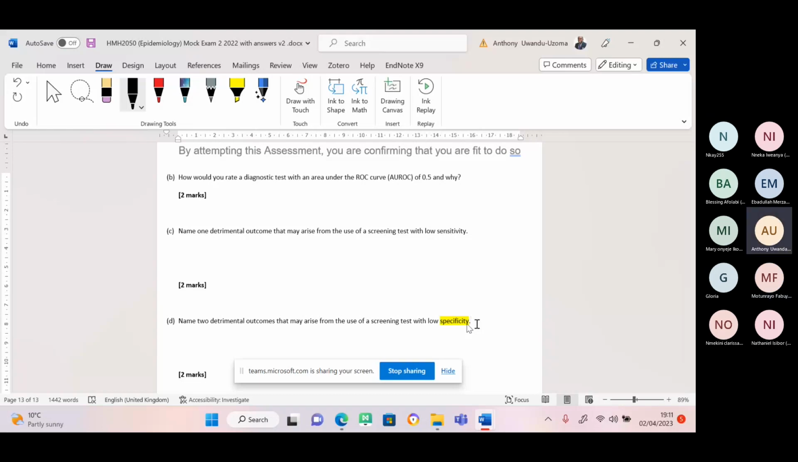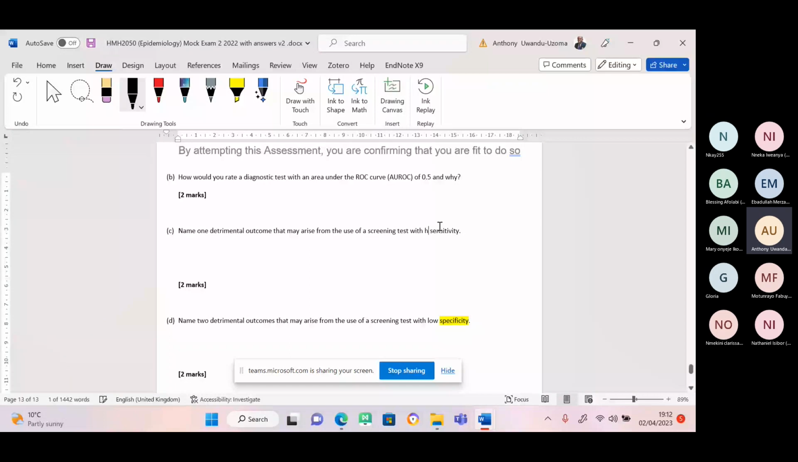So what will the test result look like when a test has low specificity? Is it false positive? No, that's false negative. The person has the disease, but the test failed to diagnose it. Let me change the question so that we understand it.